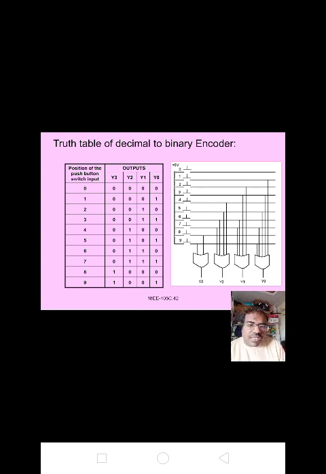For 6, 0, 1, 1, 0. For 7, 0, 1, 1, 1. For 8, 1, 0, 0, 0. For 9, 1, 0, 0, 1.